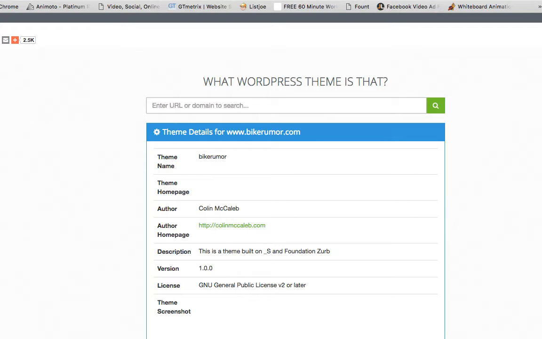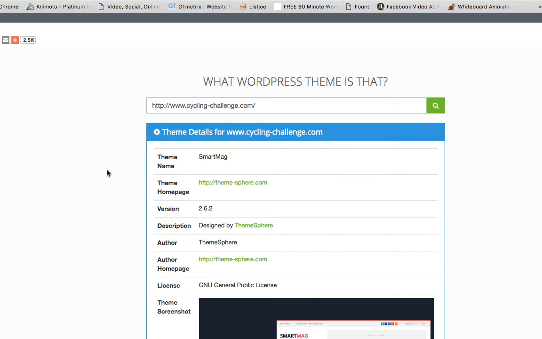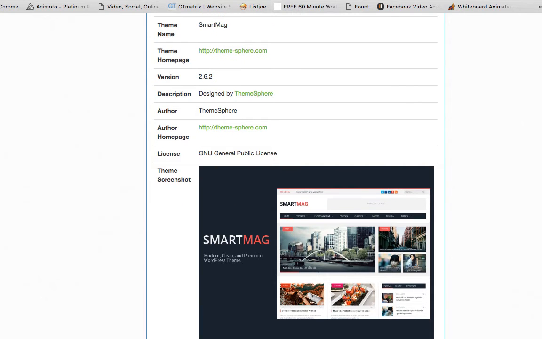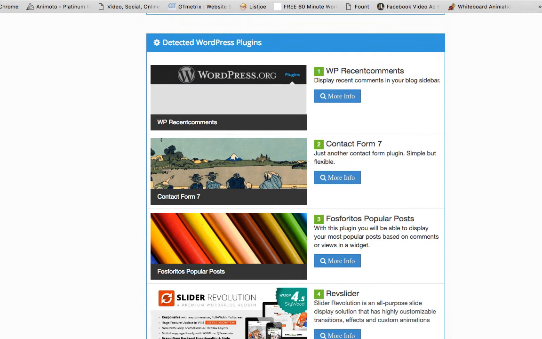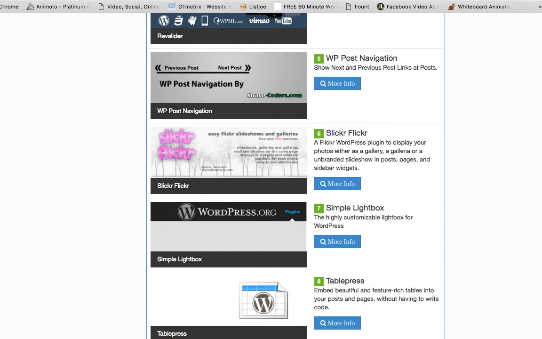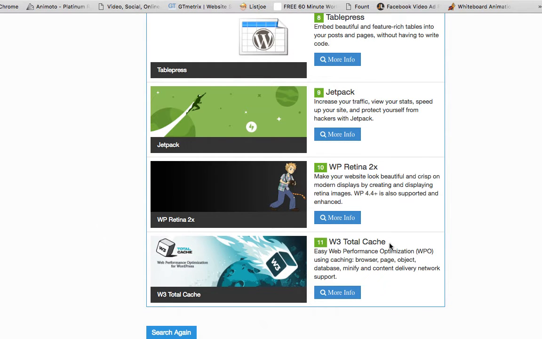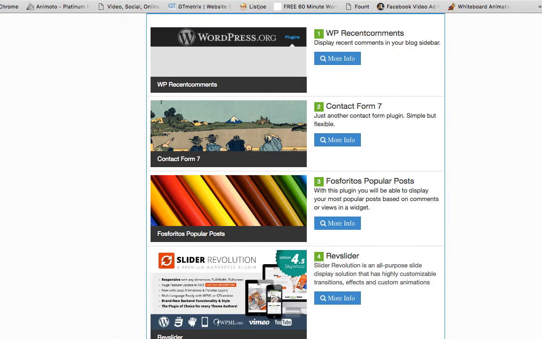And we'll just have a look what WordPress theme that might be. It looked like a WordPress theme, so let's have a look what they're using there. Yep, SmartMag is the theme that they're using for that, from ThemeSphere. And once again, we can go down and have a look at what WordPress plugins they're using. Simple Lightbox, yeah, that's okay. Jetpack's always okay, and W3 Total Cache is good as well. Probably got a few too many in there, but we'll talk about that, as I said, in the next post.